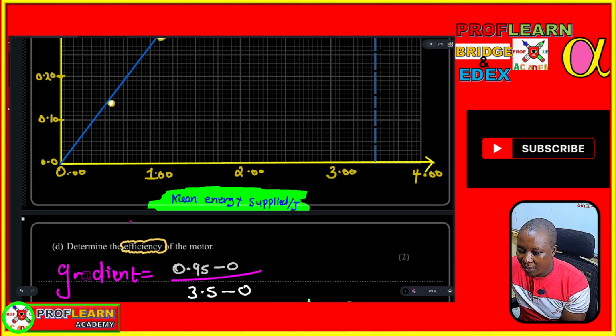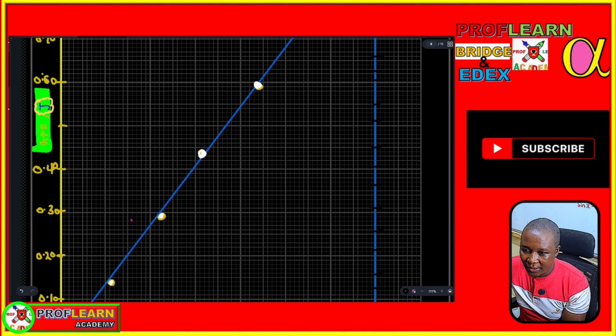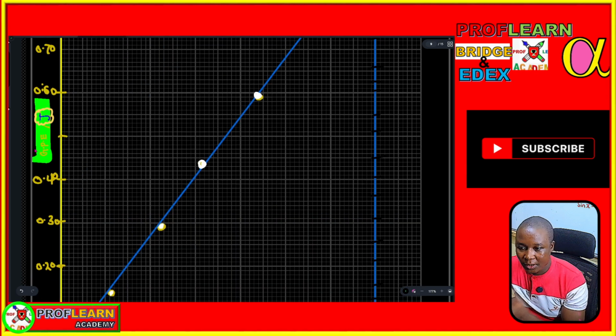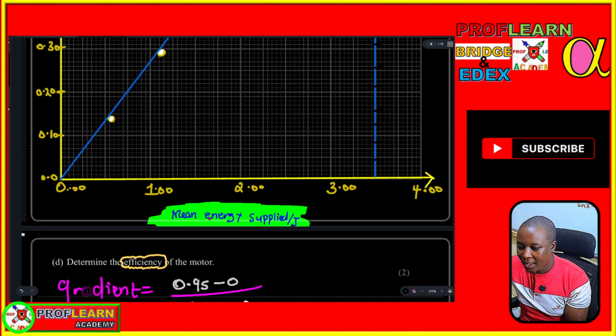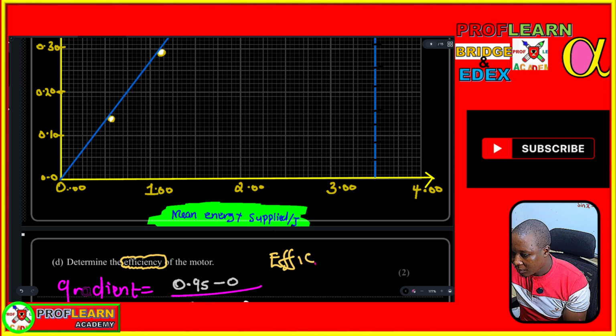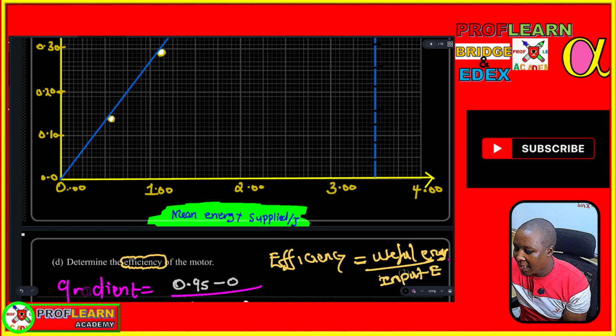Remember, we have just worked out gravitational potential energy. That is the useful form of energy, and the energy supplied is the mean energy, so the input energy. We know efficiency is useful energy over total input energy times 100.